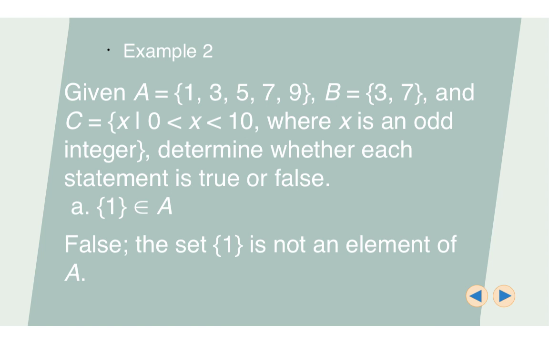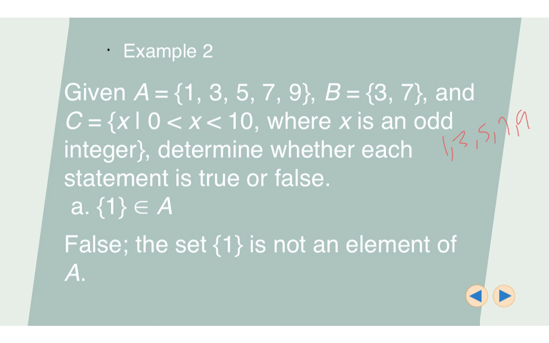Now that we've learned all those symbols, let's take a look at the next example. Example 2. Given A equals 1, 3, 5, 7, 9, B equals 3 and 7, and C equals X such that 0 less than X, which is less than 10, where X is an odd integer, which we already found out the numbers for that set would be 1, 3, 5, 7, 9.